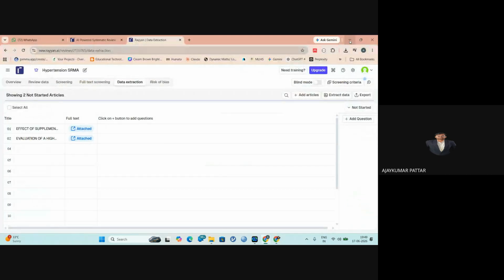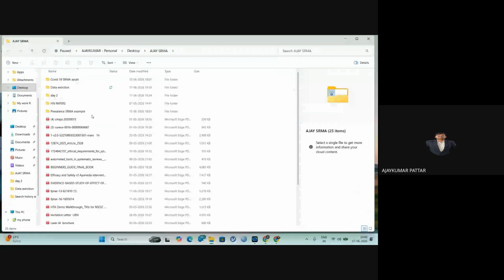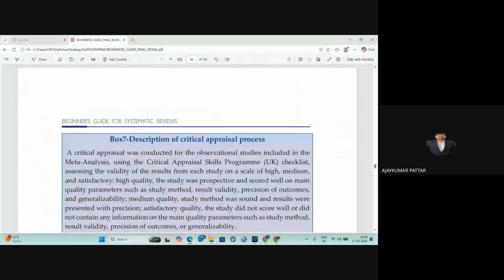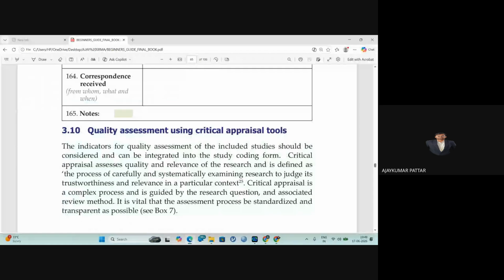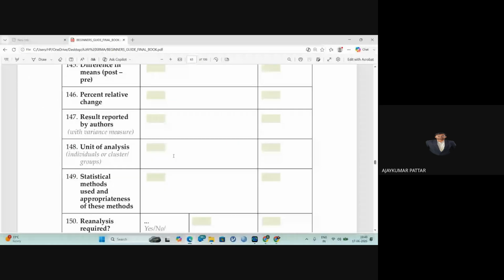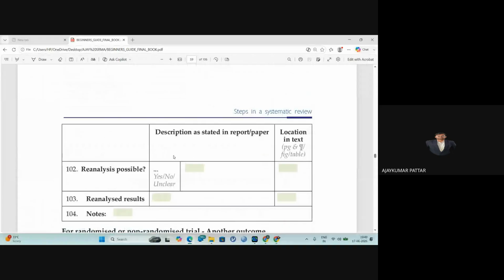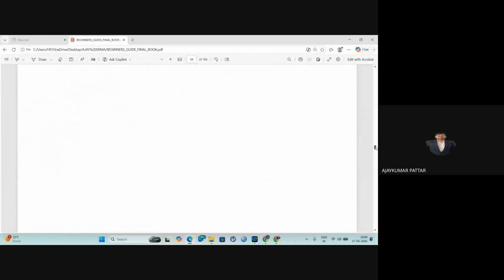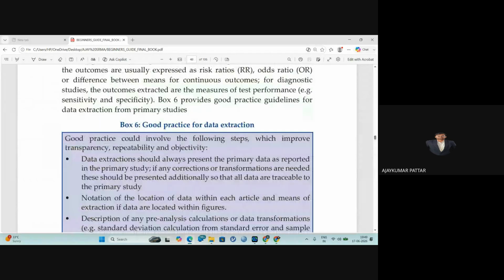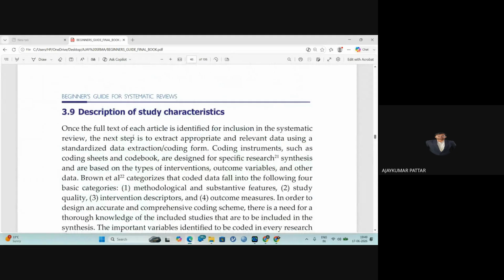So now, before doing the data extraction, I will show what data extraction is, with some theoretical background, so that you will understand why the data extraction concept is there. So here, if you see this beginner guide, I will show some theoretical concepts. Then we will be able to understand data extraction.